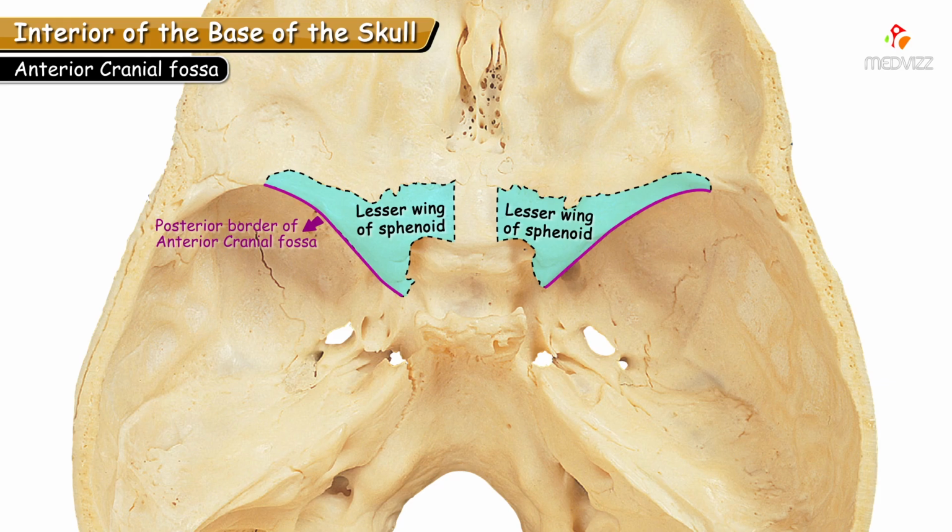This lesser wing is related to the sphenoparietal sinus and the lateral sulcus, which is also called the Sylvian sulcus of the cerebral hemisphere. So the lateral sulcus of the brain is related, and the sphenoparietal sinus, which is a dural venous sinus, is also related to the lesser wing of sphenoid.